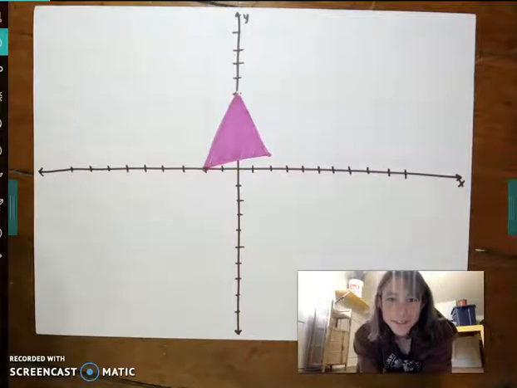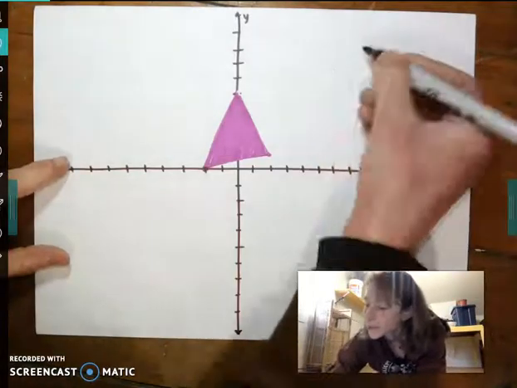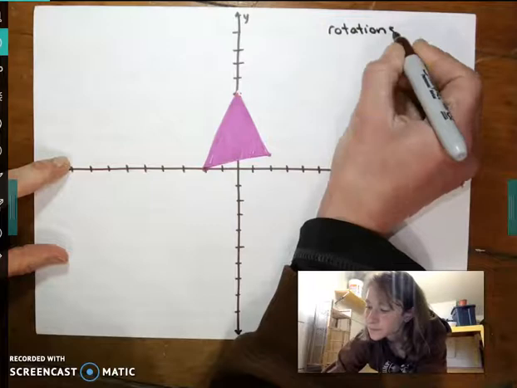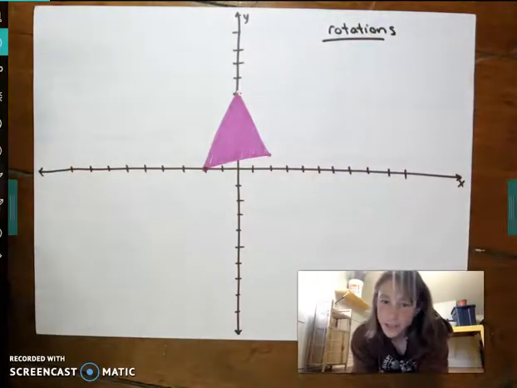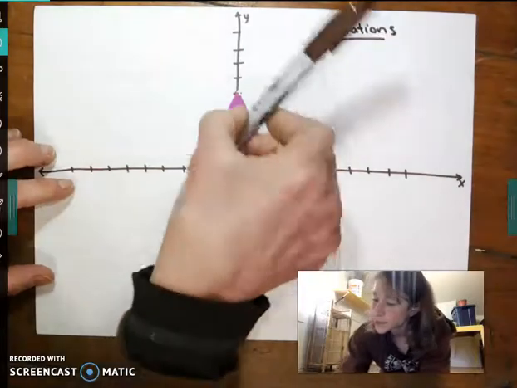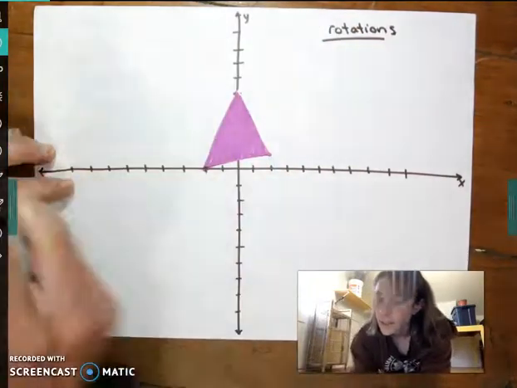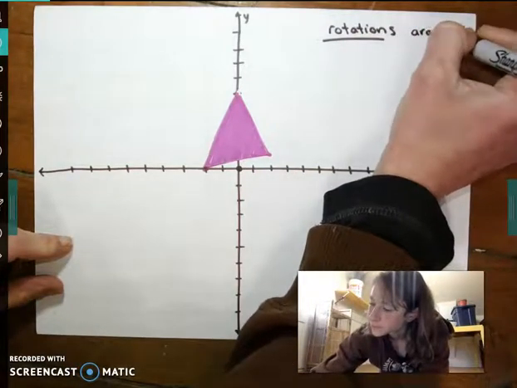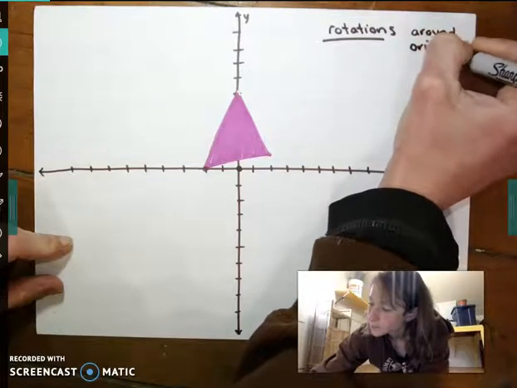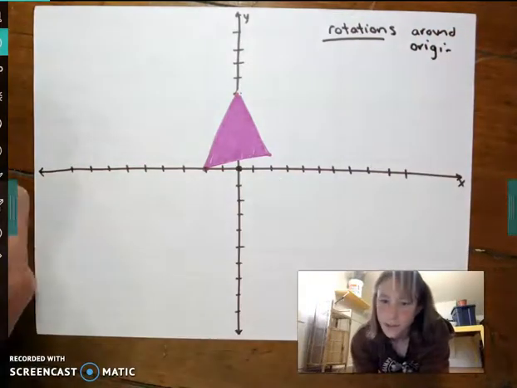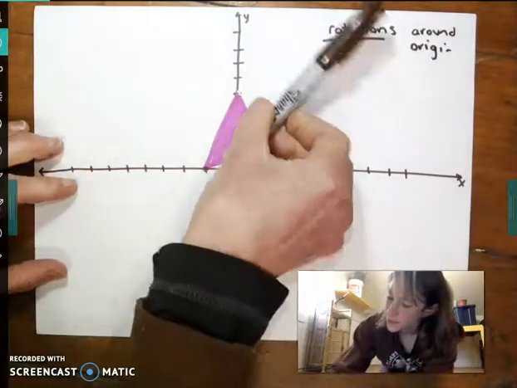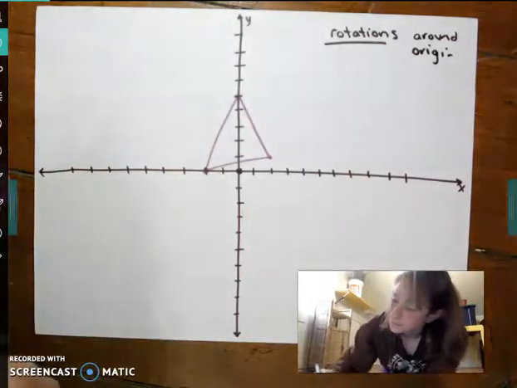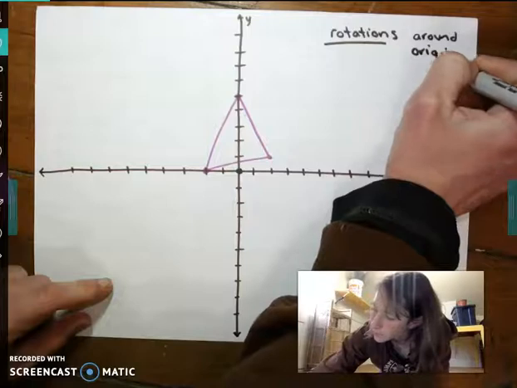Hi, pre-algebra. In this video, we're going to talk about something called rotations. And a rotation is exactly what you'd think. It's just rotating around. And usually we rotate around the origin. Origin just means that this is our center point. And so you could imagine going around this center point 0, 0. So the origin is that point 0, 0.